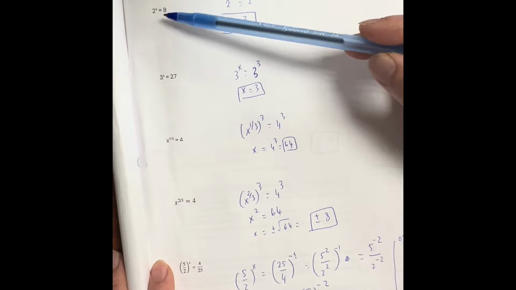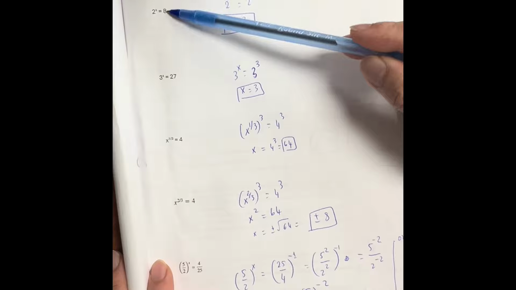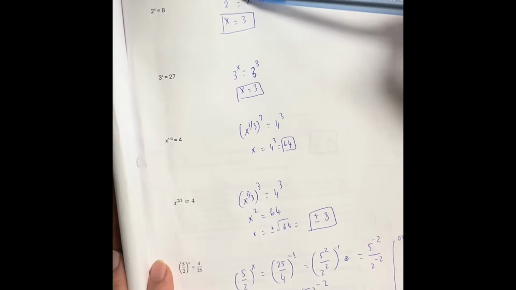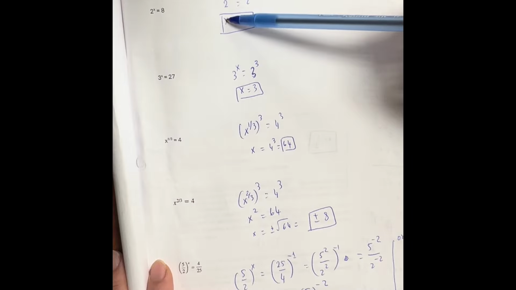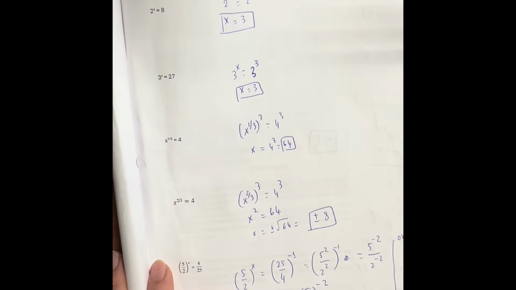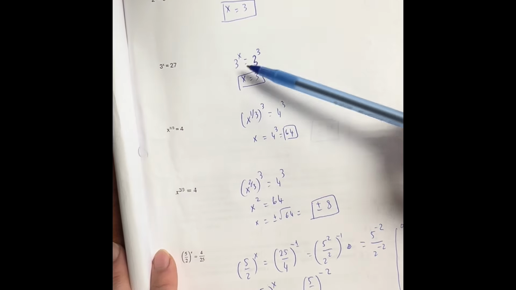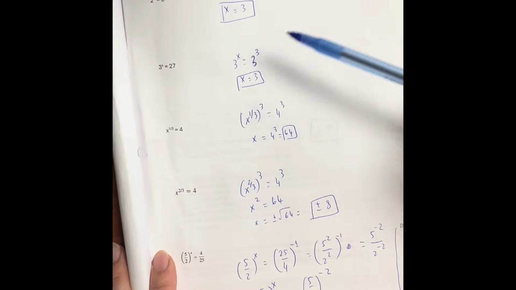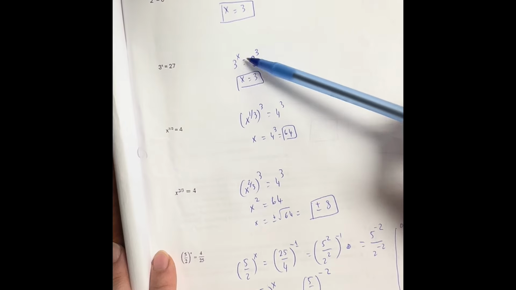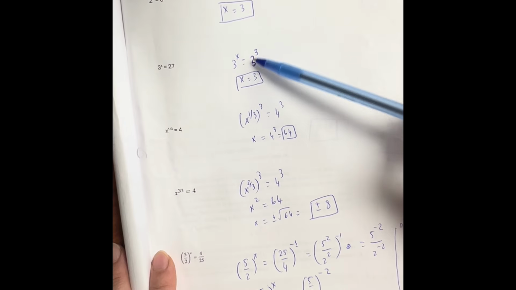So to solve this equation, 2 to the power of x is 8, which is the same as 2 to the power of x is 2 to the power of 3. Since it's a one-to-one function, we can conclude that x equals 3. So now we have 3 to the power of x equals 27, so 3 to the power of x is 3 to the power of 3. Since they are the same base, we can conclude the exponents must be the same.